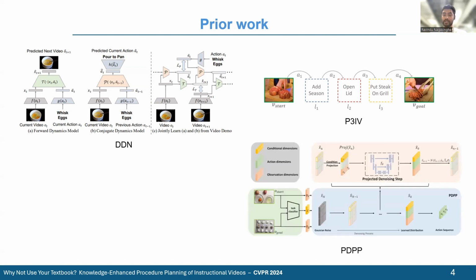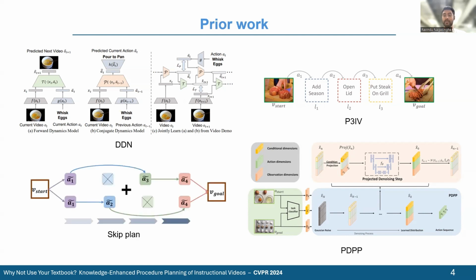To circumvent complex learning strategies and high annotation costs of previous work, PDPP models the entire intermediate action sequence distribution using a condition projected diffusion model. But they use task labels as supervision. Skiplan focuses on action prediction, breaking down longer sequences into shorter, more manageable subchains by skipping less reliable intermediate actions. In contrast to previous works, our approach does not rely on annotations of intermediate states, natural language step representations, or procedural task labels.